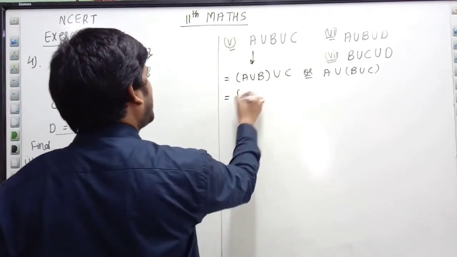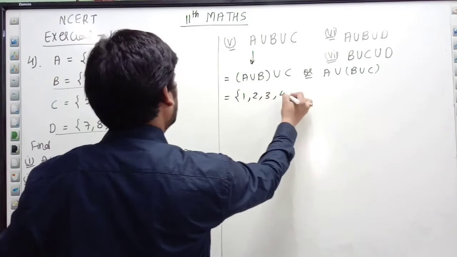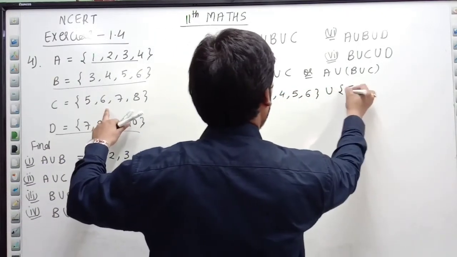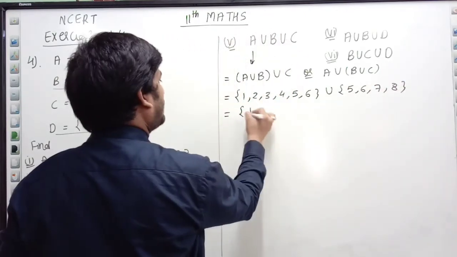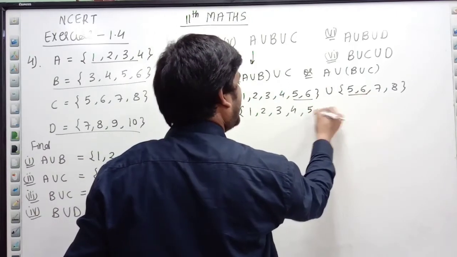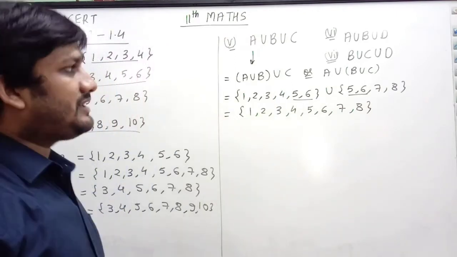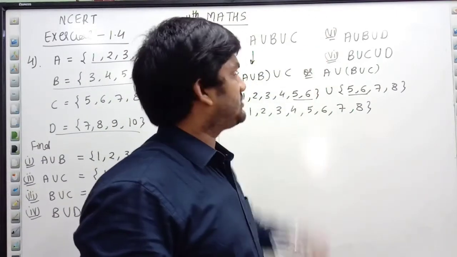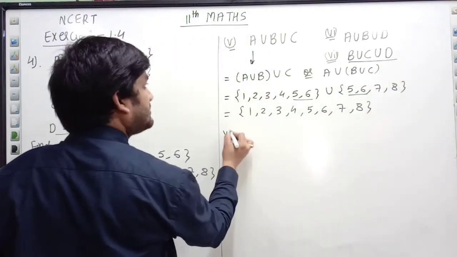Let's see, what will A union B be? What is A union B? You have already written 1, 2, 3, 4, 5, 6. What is C? 5, 6, 7, 8. So the answer is 1, 2, 3, 4, 5, 6 you will write only once, and 7, 8. Likewise, of these two, I will be solving only one. You can solve one, or we do this one.